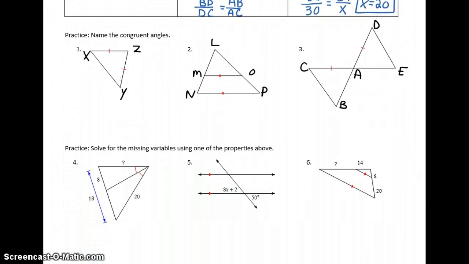What you're going to do on the rest of this sheet now is practice. So first, name the congruent angles. Then you're going to solve for missing variables using some of the things we learned above, maybe vertical angles, maybe our proportional properties. When you think all of your answers are correct or you're stuck, raise your hand and ask. Once you've gotten all your answers checked, you can begin your homework, which is a review of sections 6.1 to 6.4.